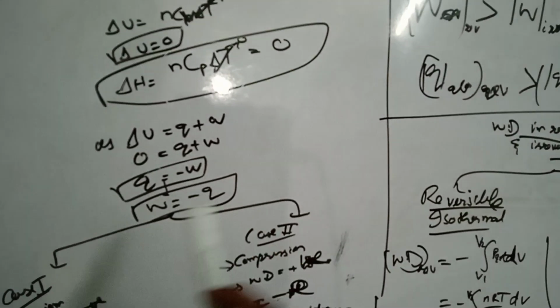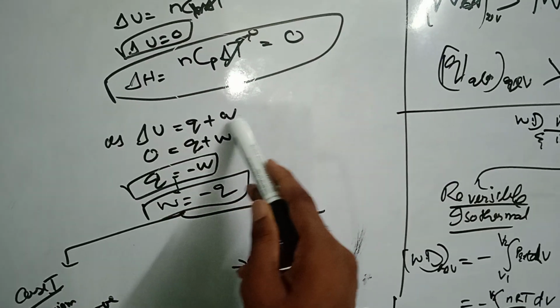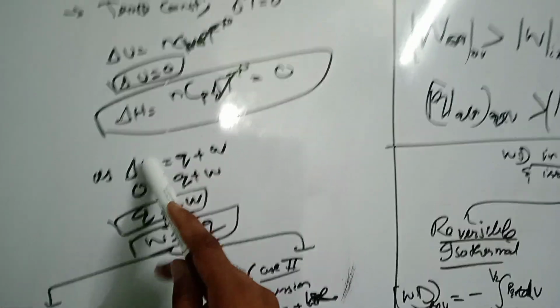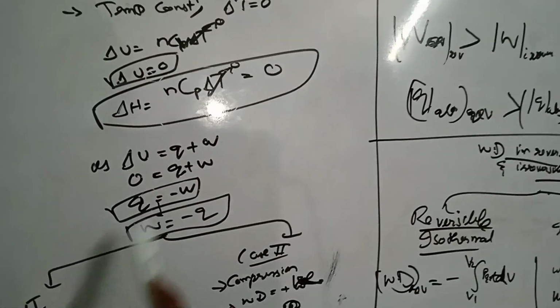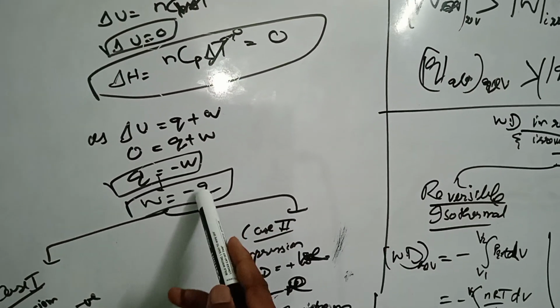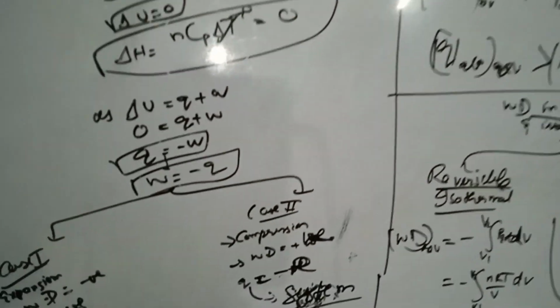Now, from the first law of thermodynamics, del U equals Q plus W. As del U equals 0, 0 equals Q plus W, so Q equals minus W, or W equals minus Q. So work done is the negative of heat transferred.